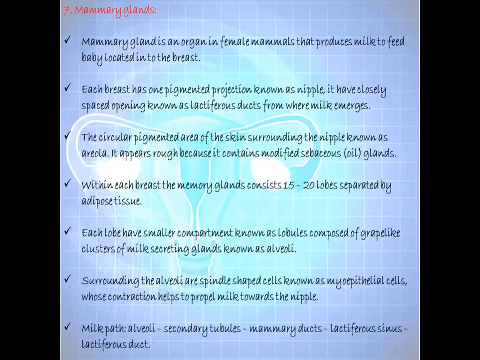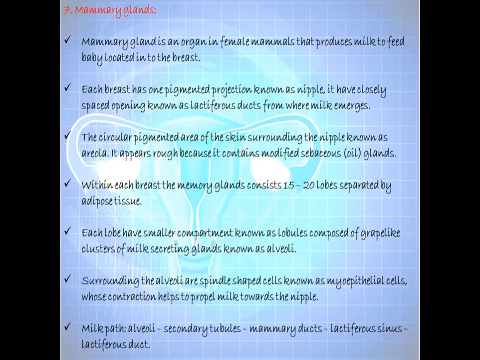Next one is the mammary glands. The mammary gland is an organ in female mammals that produces milk to feed the baby, located in the breast. Each breast has one pigmented projection known as the nipple. It has closely spaced openings known as lactiferous ducts, from where milk emerges. The circular pigmented area of skin surrounding the nipple is known as the areola. It appears rough because it contains modified sebaceous glands.